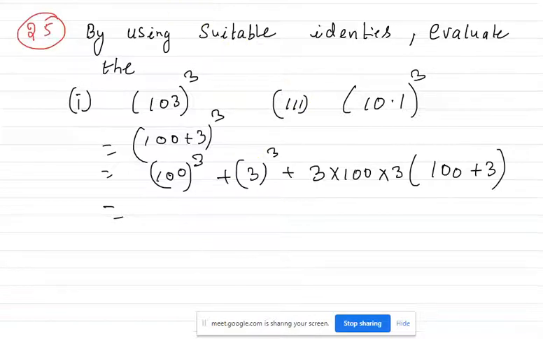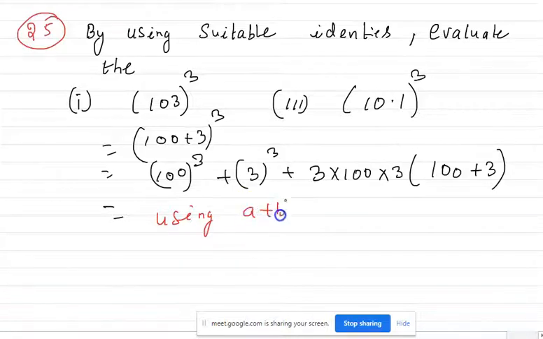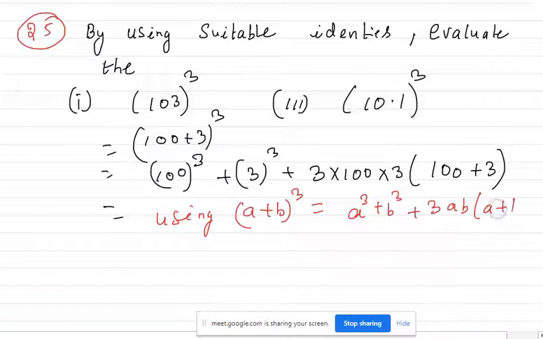I am writing the formula here using A plus B whole cube. It gives A cube plus B cube plus 3AB into A plus B. So what is A cube here? This one. What is B cube here? This one. 3AB, what is this one? And A plus B. Are you getting?